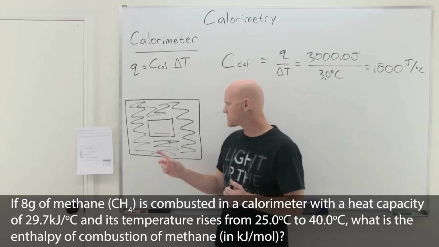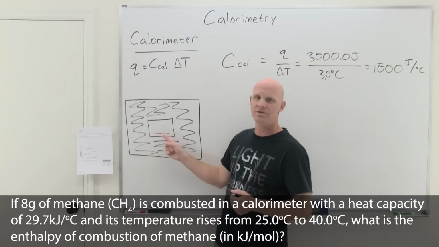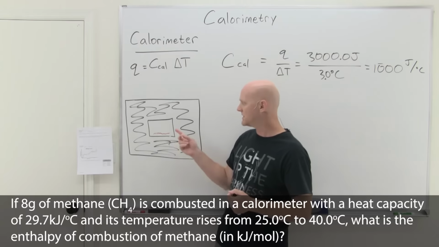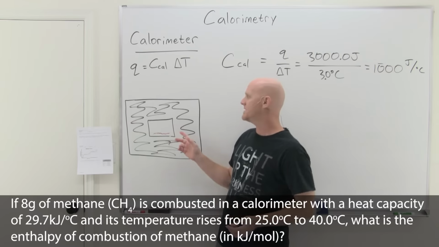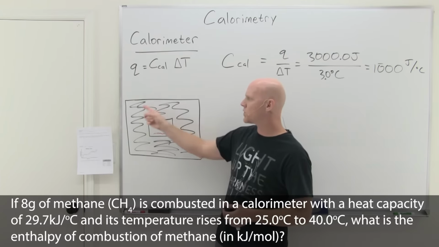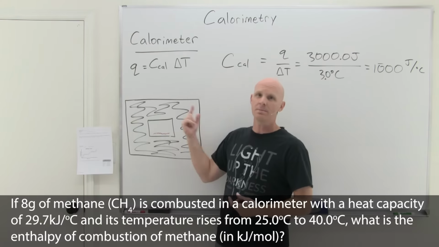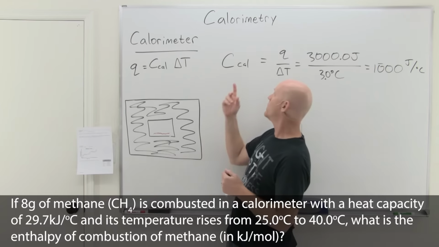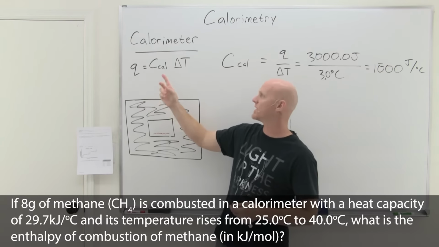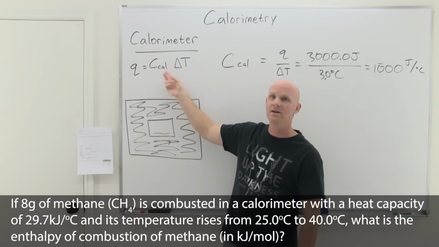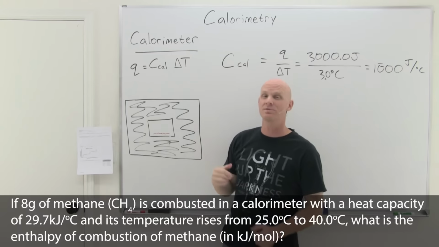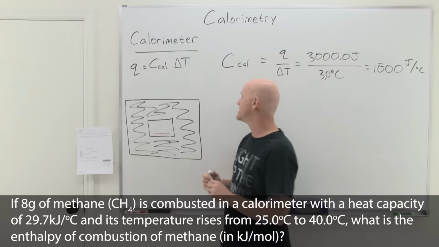So what we're going to do here is stick 8 grams of methane in here with enough oxygen for it to combust, and we're going to light it on fire and let it combust completely. Then the heat released is going to be absorbed by the calorimeter. We're going to figure out, by how much it goes up in temperature and the provided heat capacity, what that Q of the reaction is. So the key is, again, we have the heat capacity provided, and we can calculate that delta T because we know both the initial and final temperature.